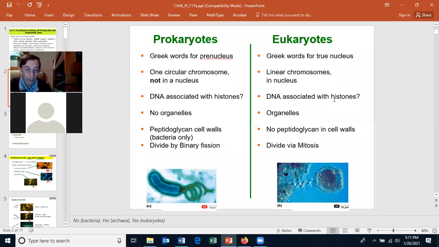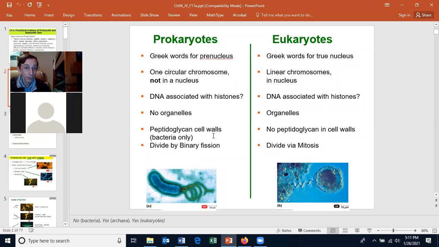Prokaryotes do not have organelles, and when I use that term, I mean a membrane-bound organelle. And then eukaryotes have organelles, specifically membrane-bound organelles. And the nucleus is just one of the cell's organelles. The bacteria have peptidoglycan in their cell walls. The archaebacteria do not. So this is one time where once again you have to remember that this applies only to the bacteria. And then the eukaryotes do not have peptidoglycan in their cell walls.